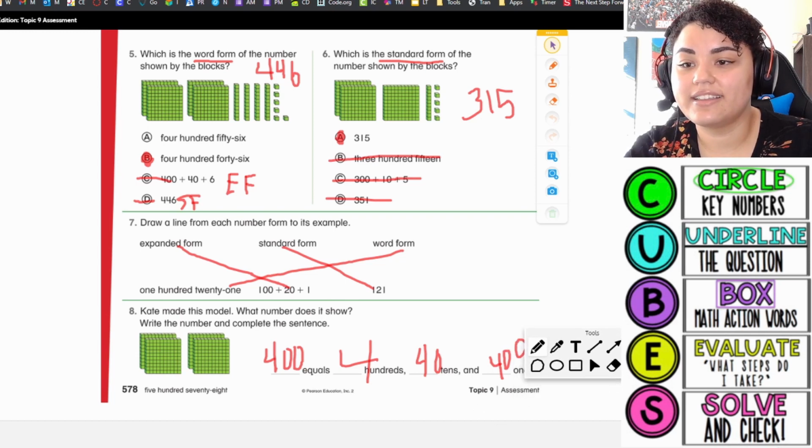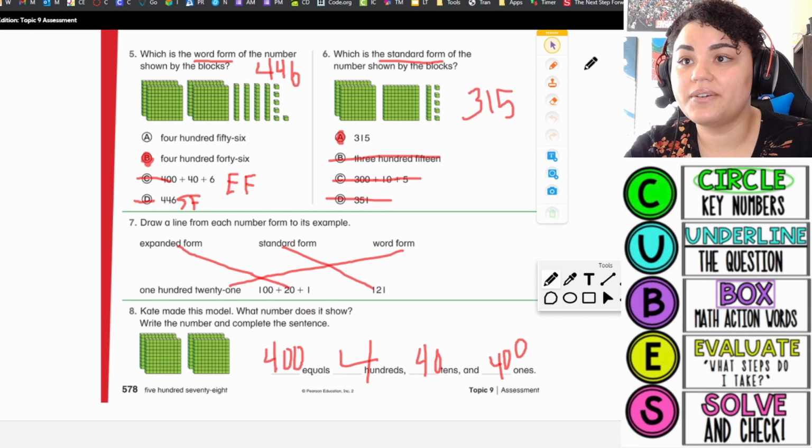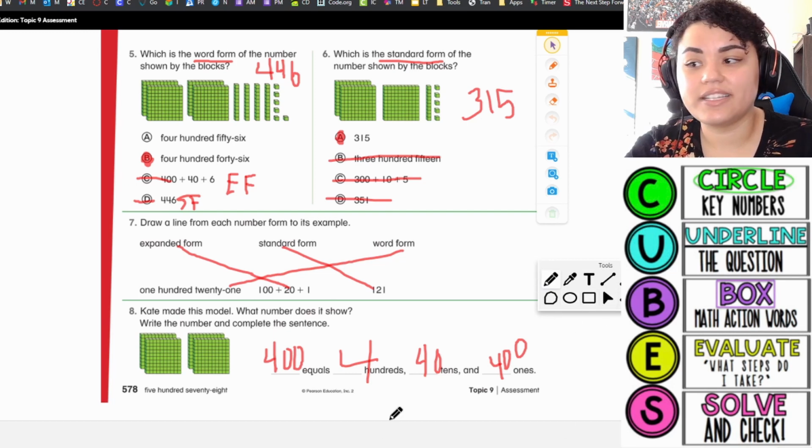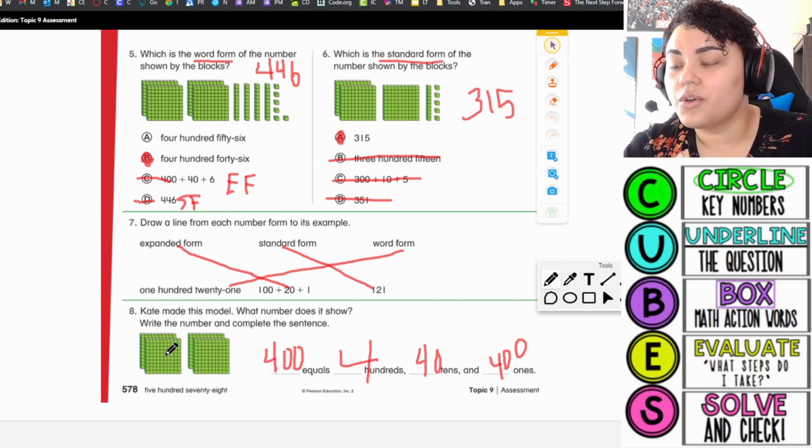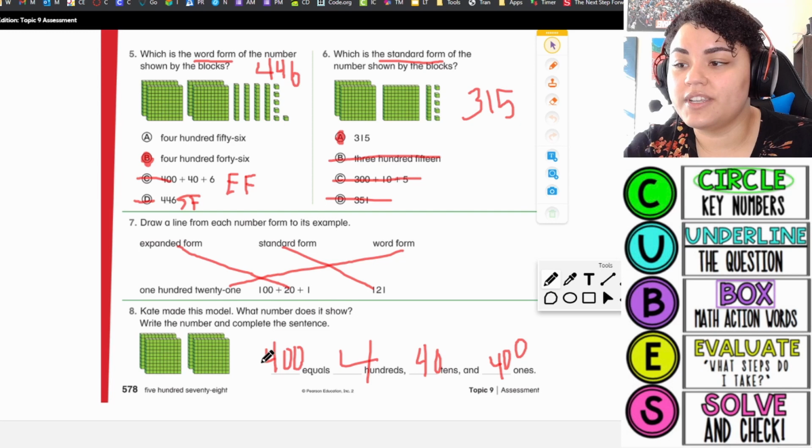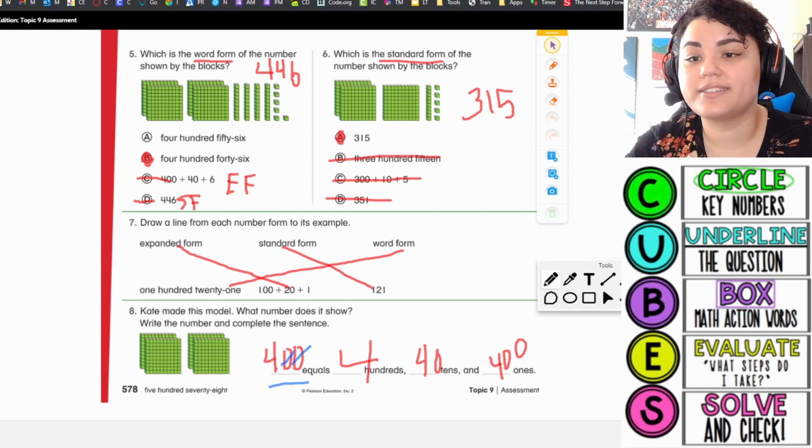Okay, there we go. And let's continue. If you want help with this one, when you see this, you need to see how many hundreds you cross off, or how many ones, it's 400. It's the amount that it equals. When you want to see how many tens, you cross out 1 zero. That's 40 tens. And then when you want to see how many hundreds, you cross out 2 zeros. That's 4 hundreds.